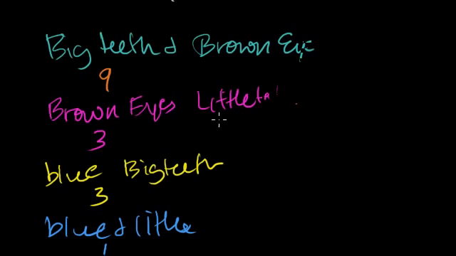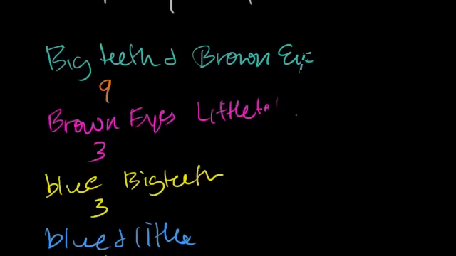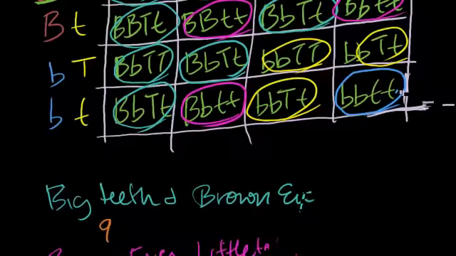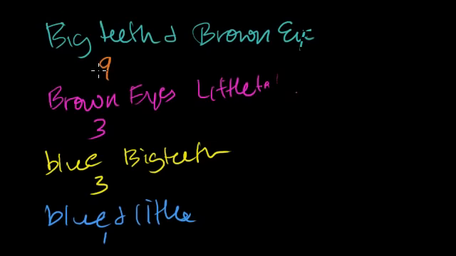What's the probability of having a big teeth, brown-eyed child? And these are all the phenotypes. There are 16 different possibilities here, right? There are 16 squares here. 9 of them describe the phenotype of big teeth and brown eyes. So there's a 9/16th chance, 9 out of 16, of having a big teeth, brown-eyed child. What's the probability of a blue-eyed child with little teeth? 1 in 16.